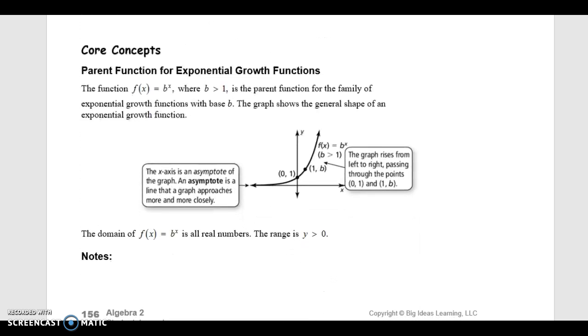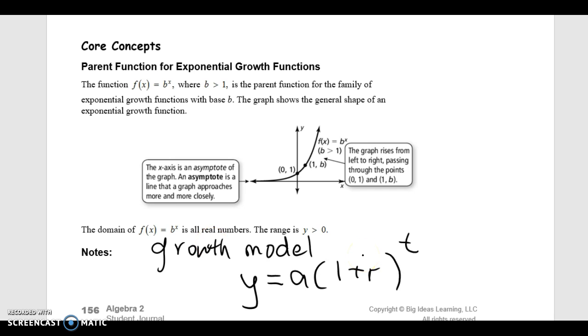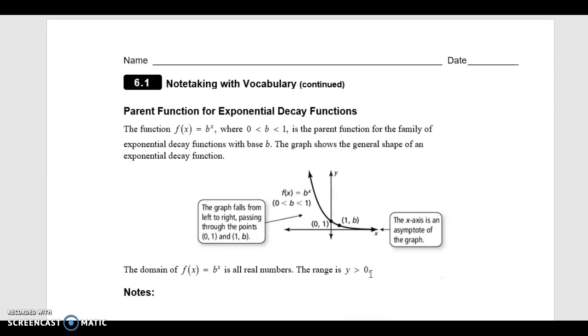Next, let's look at the first core concept. This is the graph of the parent function of an exponential growth model. Notice the graph shoots off up into infinity. It grows quickly. It grows exponentially. We also can write an equation for the exponential growth model. What that would look like is y equals a times the quantity 1 plus r to the t power, t standing for time.